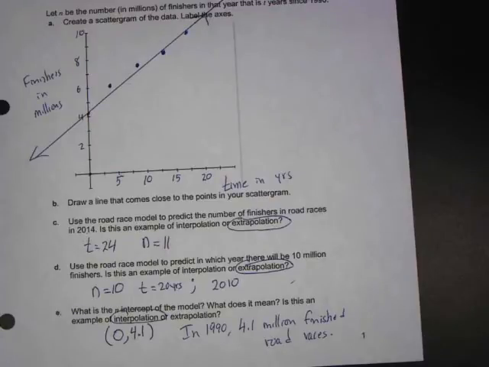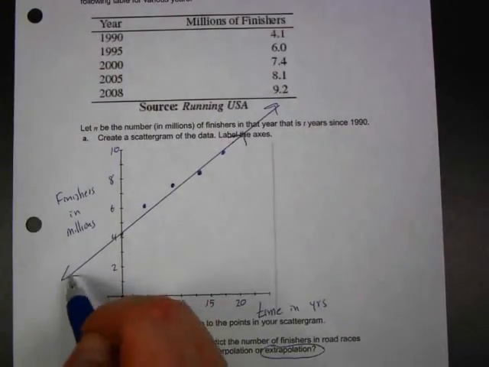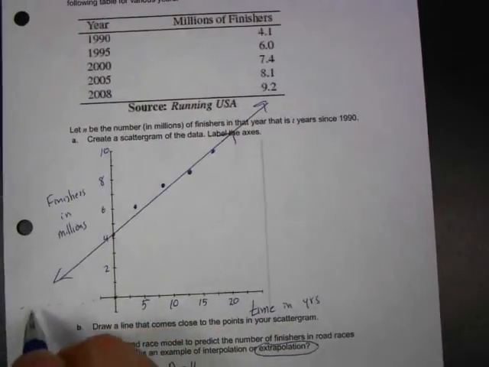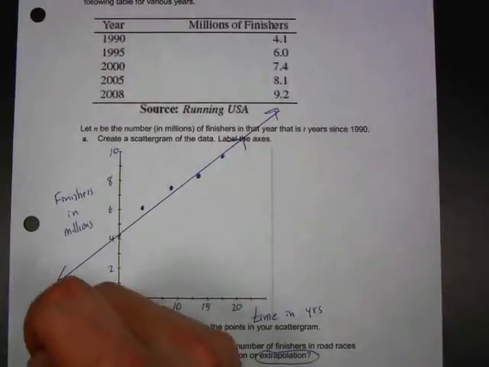Questions on that? The other thing that shows up in this section, it didn't show up in this problem, is something that we call model breakdown. Anybody have an idea what model breakdown means? Model breakdown means you get an answer that doesn't make sense. For example, what if I asked you in this problem what happened in the year, let's say I picked the year 1920.